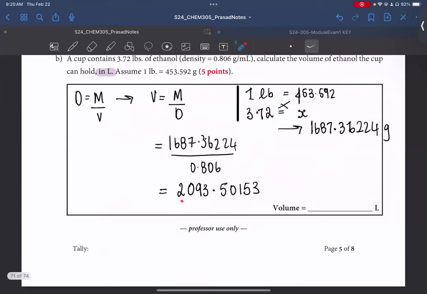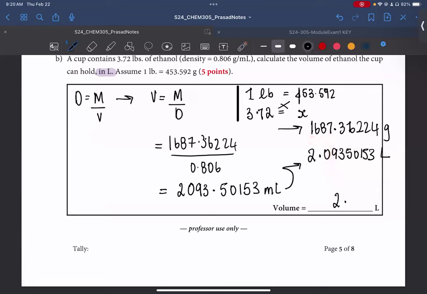All right, so we go one, two, wait, sorry, this is in milliliters. We must convert to liters. This is 2.09350153 liters. To convert it to two significant figures, we go one, two. After the second number is a nine, which means we round up, and the final answer is 2.1.